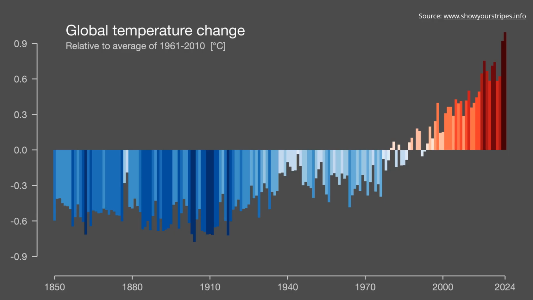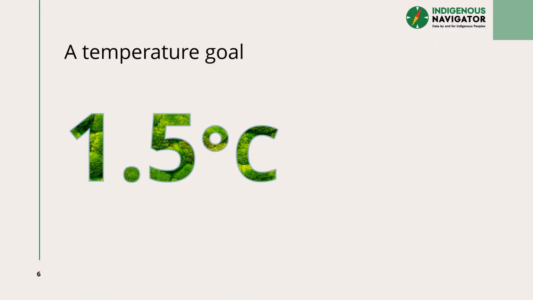This chart provides an overview of average global temperatures since 1850. You can see on the right-hand side of the chart that since 1850, each of the last 4 decades has been warmer than any previous decade, with the average temperature of the Earth's surface now 1.3 degrees Celsius warmer than pre-industrial levels. A temperature goal.